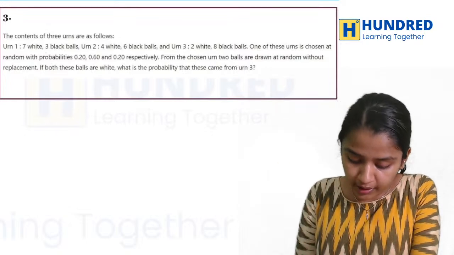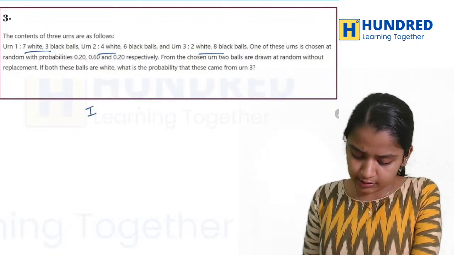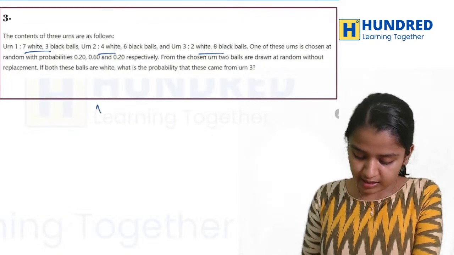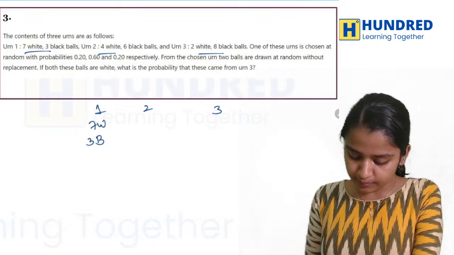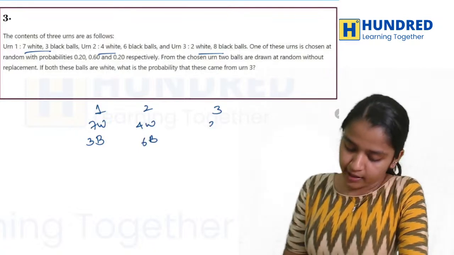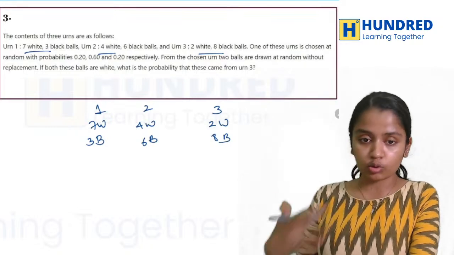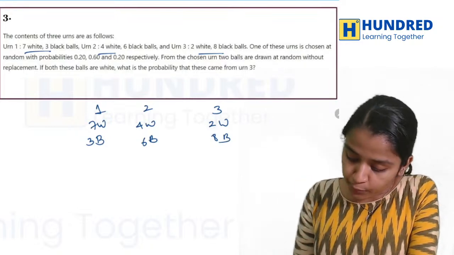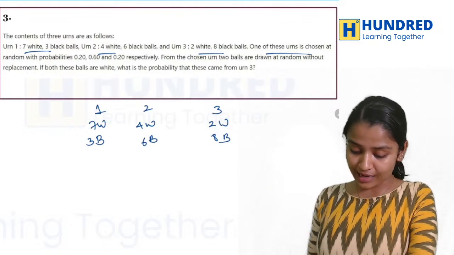given. Okay, so 3 urns are given, and they are labeled 1, 2 and 3. The 3 urns have 7 white balls and 3 black balls, 4 white balls and 6 black balls, and 2 white balls and 8 black balls. In total, every urn has 10 balls. So the probability of these urns being chosen is at random probabilities.